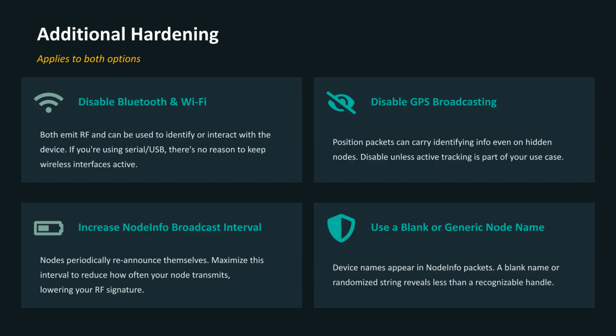For additional hardening in both options, disable Bluetooth and Wi-Fi if not needed, as both emit RF. Disable GPS broadcasting unless tracking is required. Increase the NodeInfo broadcast interval and use a blank or generic node name to reduce your RF signature.